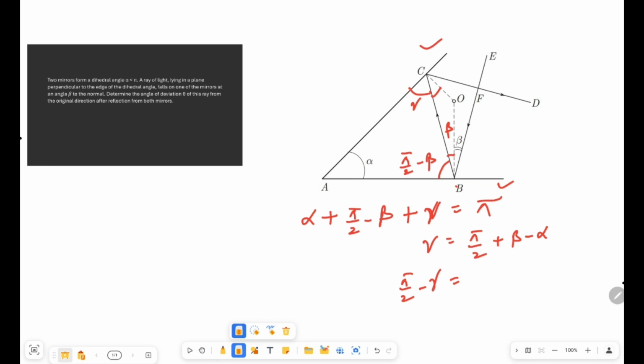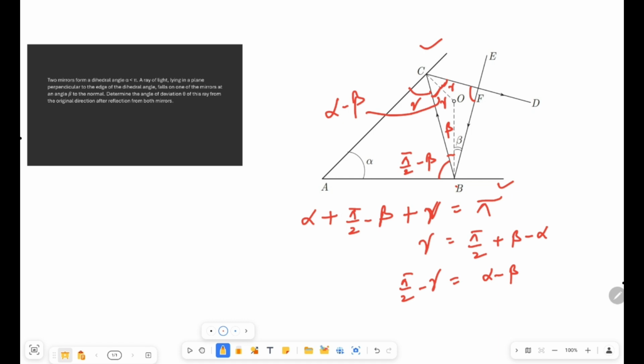You can simply subtract gamma from pi by 2 and you will get alpha minus beta. That means the angle of incidence here is basically alpha minus beta. And you can do one more thing. You can find this angle, the CFB angle, because you have these two angles. Of course, from the law of reflection, these two angles will be equal. And if this angle is gamma, this angle is also going to be gamma.